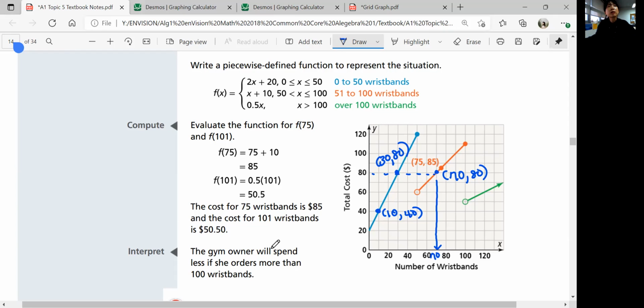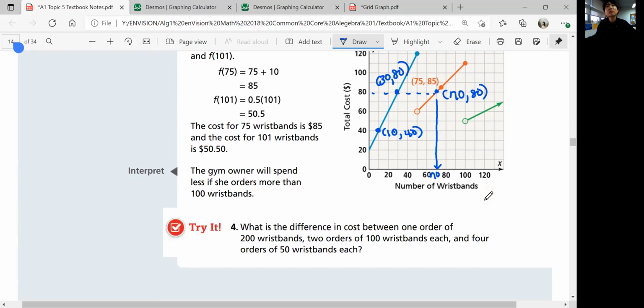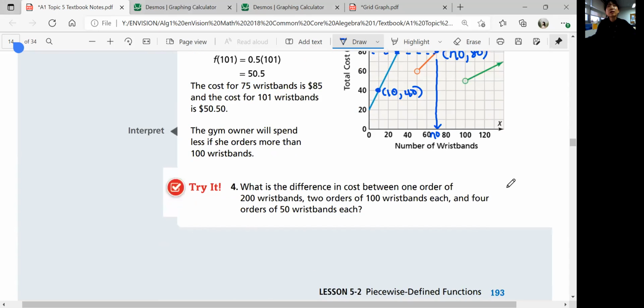So the gym owner will spend less if she orders more than 100 wristbands, right? The cost for 75 wristbands is $85 and cost for 101 wristbands is $50. So she's actually saving money if she orders more. Isn't that crazy? Yeah, sometimes it happens. So make sure you do the math before you buy a big purchase.